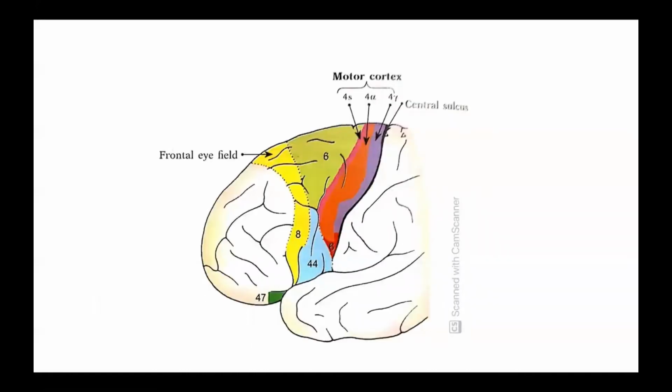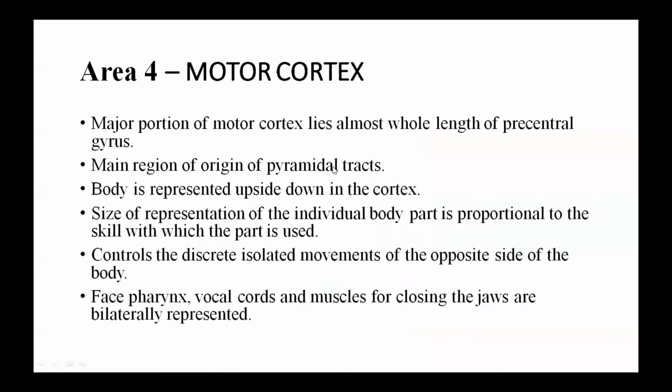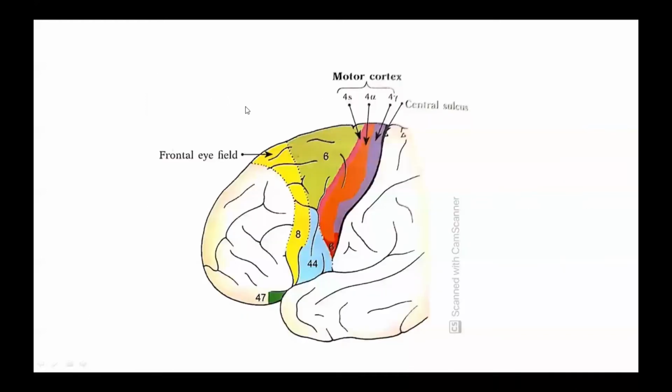Here we can see in the diagram that this is a part of the motor cortex that lies anterior to the central sulcus. This is area 4, the motor cortex. This is area 6, lying just anterior to area 4, and this is the frontal eye field. These areas 4, 6, and 8 are the motor areas. Now we will discuss area 4, the motor area 4.